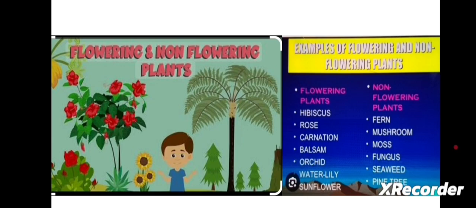To produce its kind is a characteristic of all living organisms. The production of new individuals from their parents is known as reproduction. But how do plants reproduce? Well, there are different modes of reproduction in plants which we shall learn in this chapter.